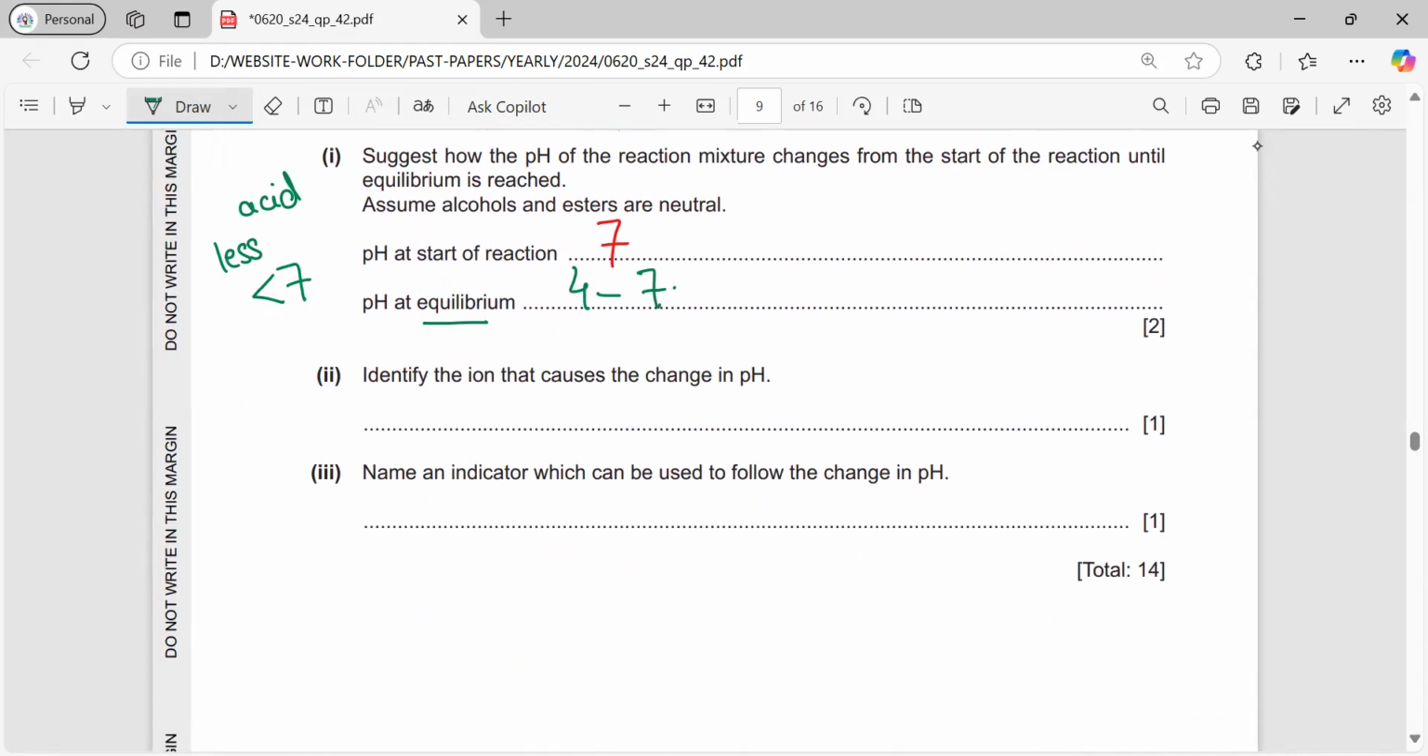Identify the ion that causes the change in pH. So it is hydrogen ion, H positive, which is responsible for the acidic behavior. Name an indicator which can be used to follow the change in pH. To check the strength of an acid or a base, to check the pH, we use universal indicator.